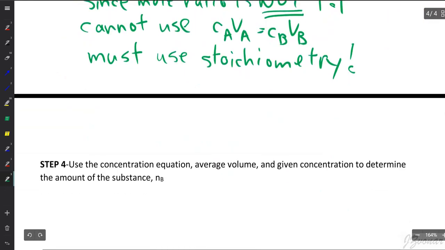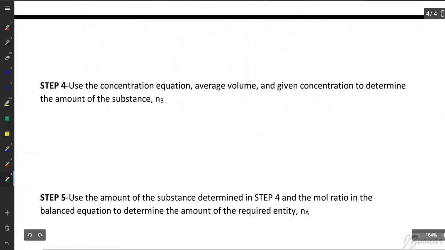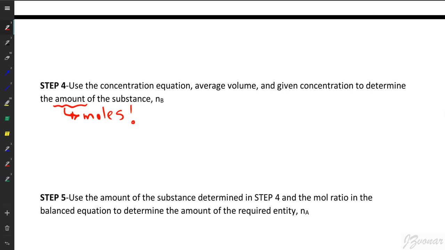All right, so that's step 4. We want to find the amount of the substance. So don't forget, when we're referring to amount, we're referring to the moles. All right, that's what we're looking for. So you want to know the number of moles of the known concentration. In this case, the concentration is equal to the moles of the base over my volume.